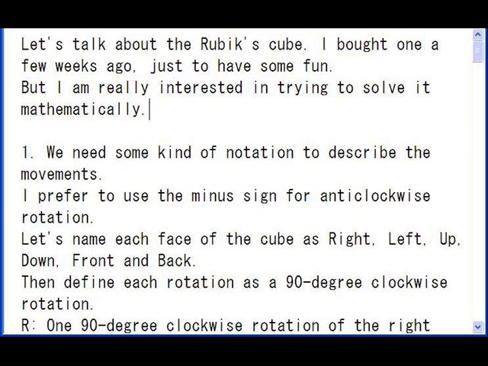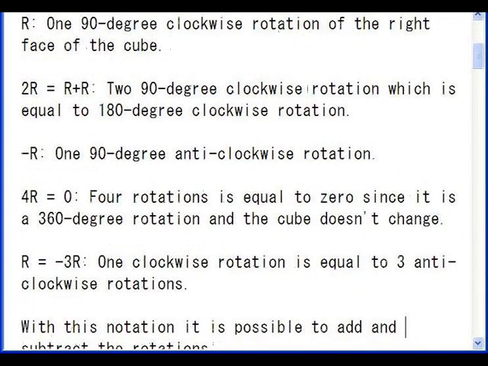Let's name each face of the cube as right, left, up, down, front, and back. Then define each rotation as a 90-degree clockwise rotation. So R is one 90-degree clockwise rotation of the right face of the cube. 2R, which equals R plus R, is a 180-degree clockwise rotation. Minus R is one 90-degree anticlockwise rotation.